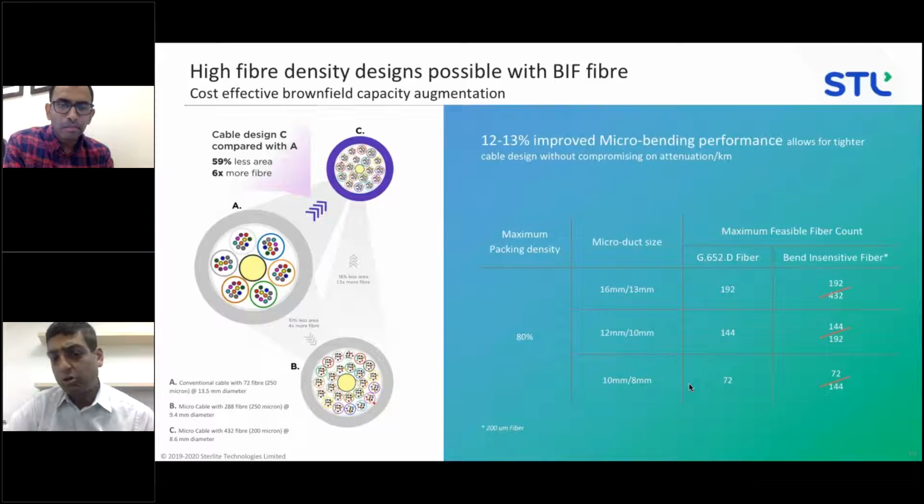Now, G.652D fiber cannot tolerate these kinds of tight cable designs. We've shown some schematics here. And what we know is that we can actually pack in a whole lot more fiber than we typically do in loose tubes, but we can only do that for the right kind of fiber.